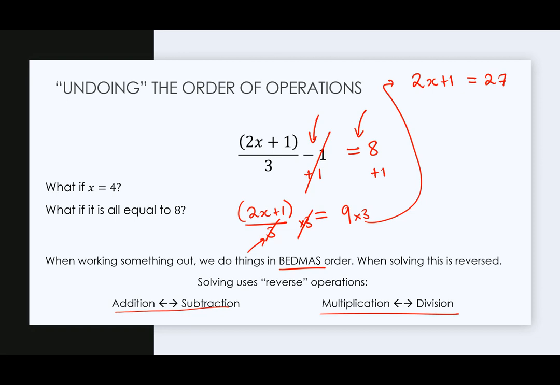Then I've got multiplication and addition, so I'm going to get rid of the addition first. So I'm going to subtract 1 from both sides, and that gives me 2x equals 26. And then reversing the multiplication of 2, I'm going to divide both sides by 2, which leaves me with x equals 13. And then I've solved it.